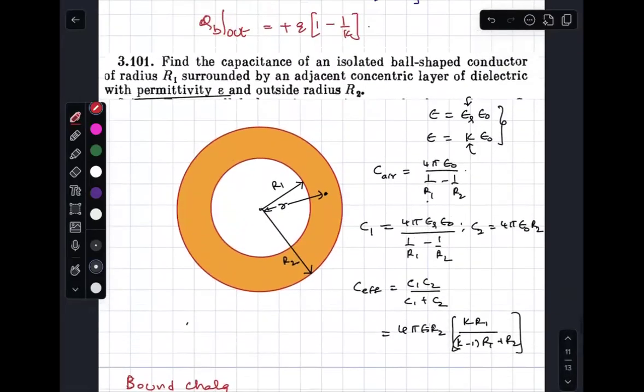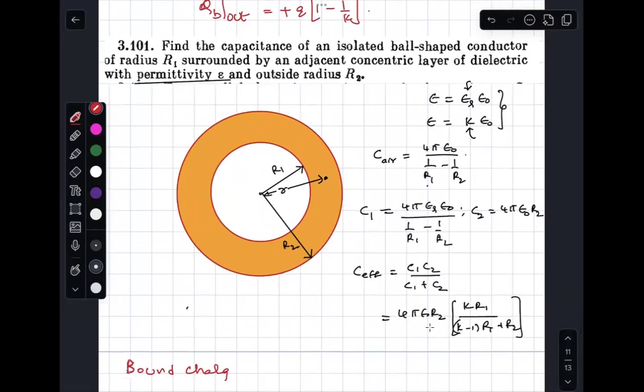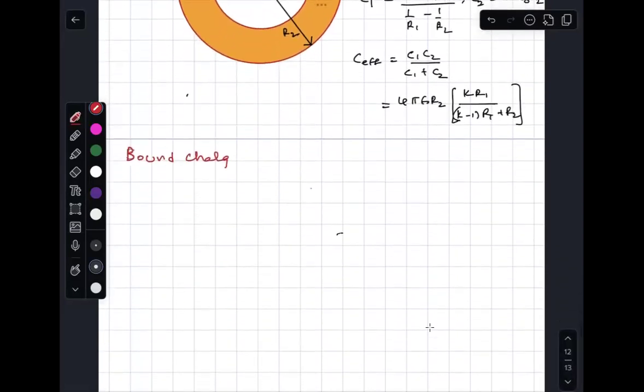This was the last topic which I have done. Now I'm continuing with bound charge crossing a given surface.